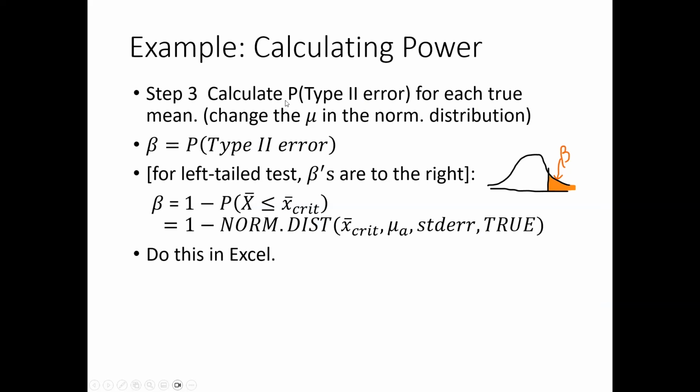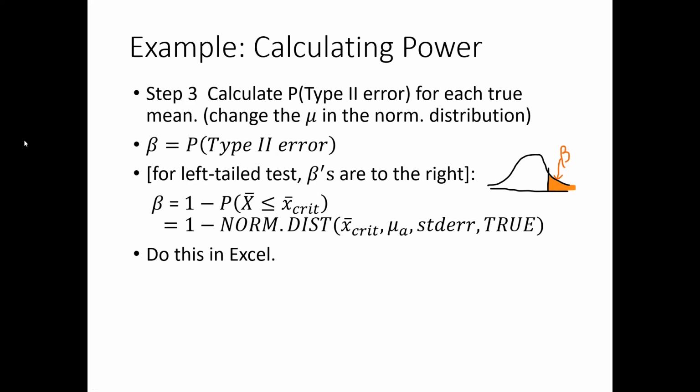So to do that, we're going to remember that beta is the probability of a type 2 error. And basically what you're going to do is just change the actual value of the mean in the normal distribution. If you're doing a normal distribution, or the mean, if it's a t distribution, you would just change the mu again in that. And remember that beta is the probability of a type 2 error. Because we're specifically doing a left tail test, our betas are going to be to the right. So the probability of not rejecting the null. Okay, so it's 1 minus the probability.